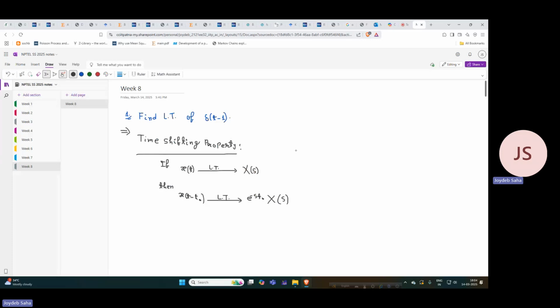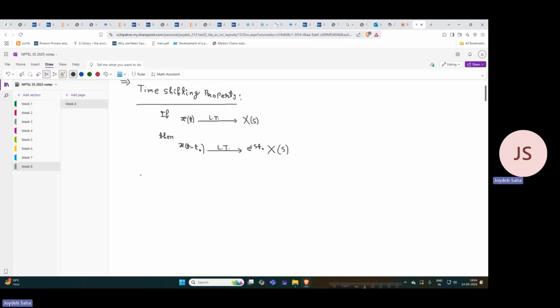Find the Laplace transform of delta t minus 1. To solve this, we will use the time shifting property. So what is the time shifting property? If x(t) is a time domain signal and its Laplace transform is capital X(s), then for small x(t minus t0), its Laplace transform will be e to the power minus s t0 times capital X(s). Using this we can easily solve the problem.